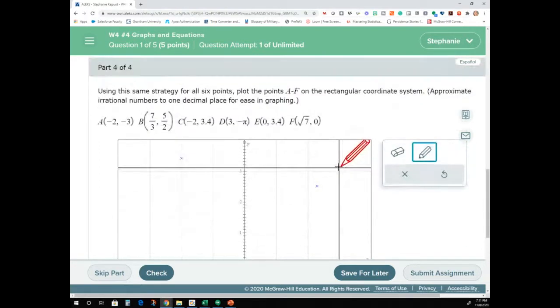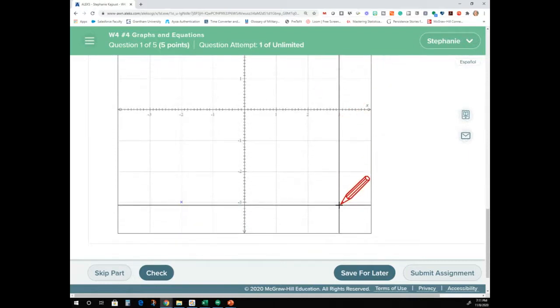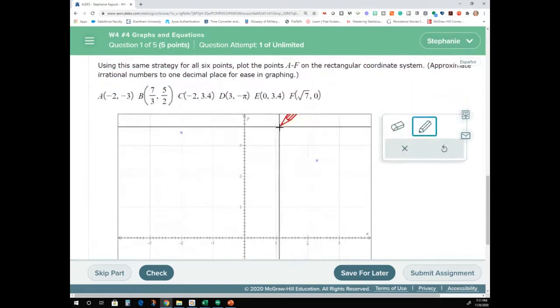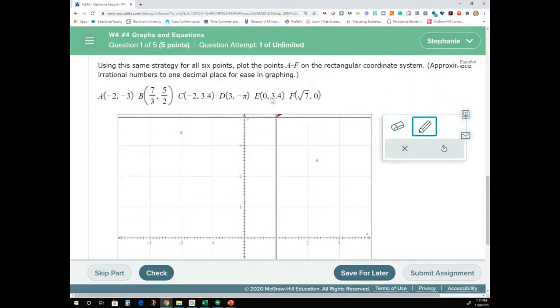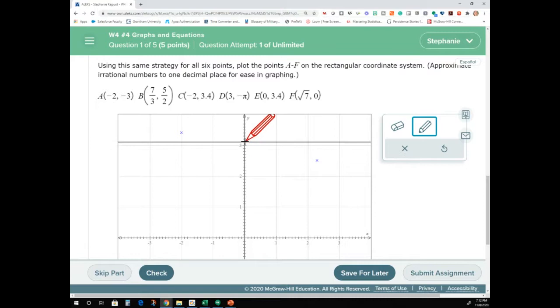So I'm making sure I'm at 3, and then I want to go down to -3.1. And I'm going to click. Now E is 0, and then I go up to 3.4. The 0 means you're not moving left or right on the x. So I'm going to stay here, and then I'm going up to 3, and then 0.4. 1, 2, 3, 4.